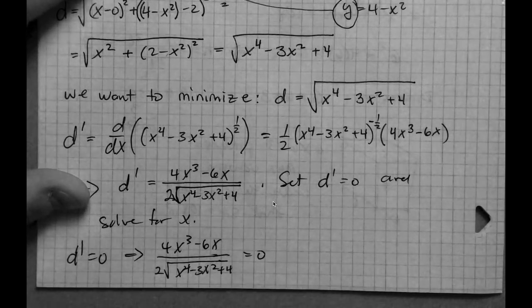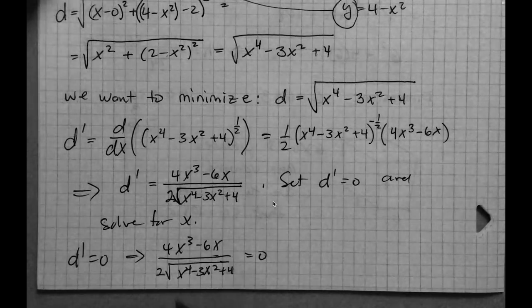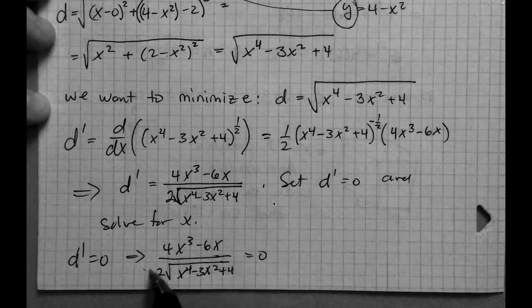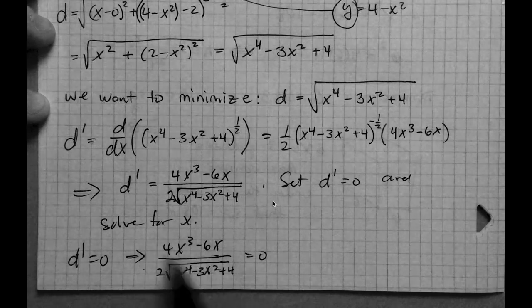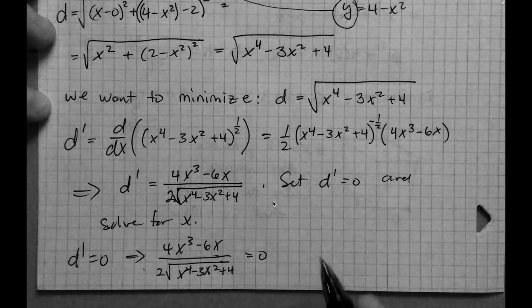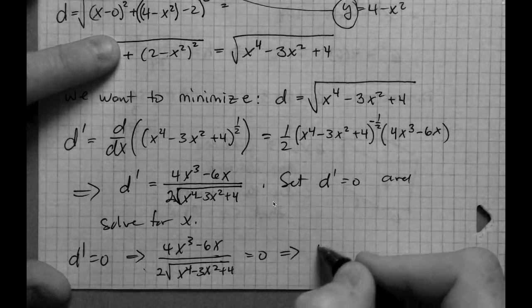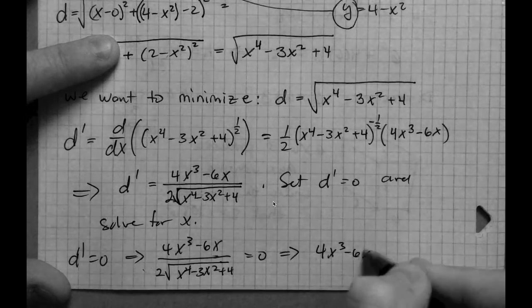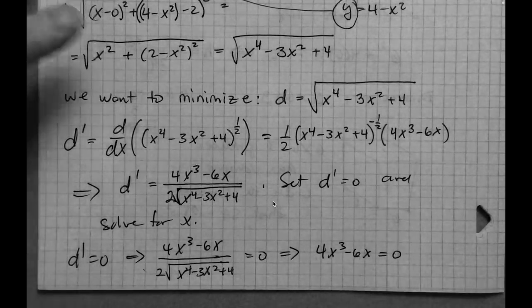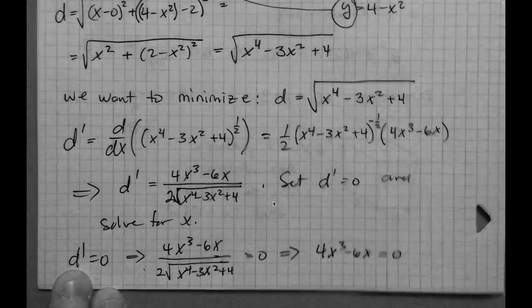Okay, and so d prime equals 0 implies that this is equal to 0. Right? And so what happens here, if we multiply both sides by this denominator, we get this side cancels out, and then over here it's still just 0. So you get 4x cubed minus 6x equals 0. All right, that one's easy to find the roots of.